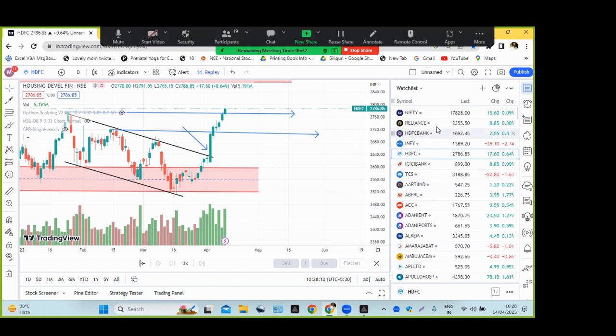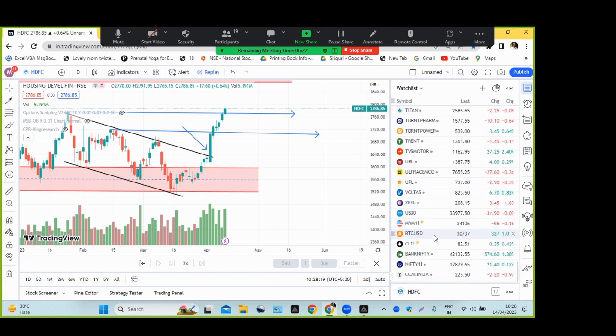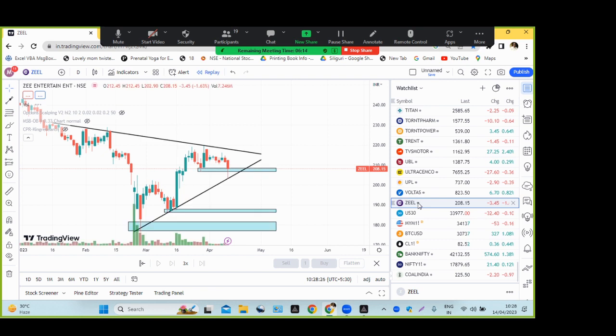Anyways, so I'll try one by one. Remember, I am watching on the day time frame. The concept is the same for every time frame. Okay, so I am starting with Z, that is Zeel. One by one we will go. Now see this.